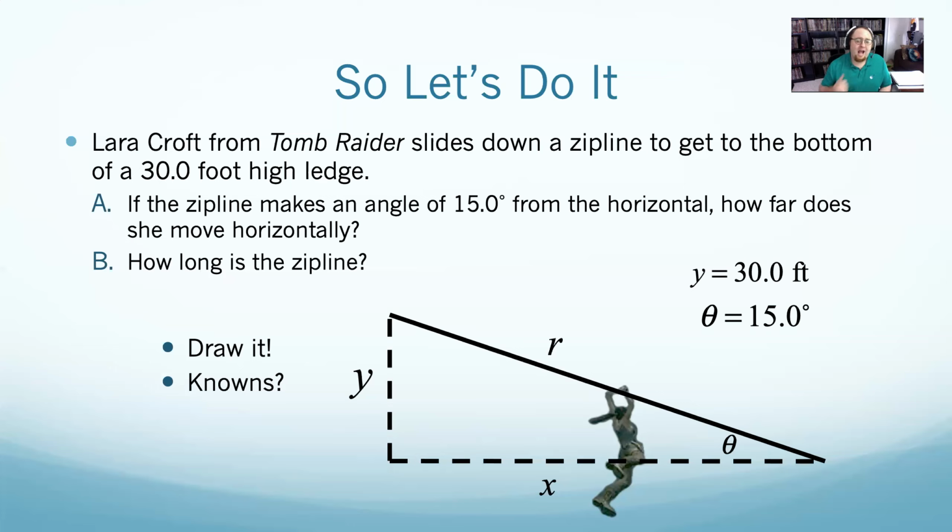For part A, how far does she move horizontally? That's x. So part A, I'm looking for x. Part B, how long is the zip line? For part B, I'm looking for all. I always recommend listing out your knowns and unknowns like this. It makes life easier. Any questions there so far?